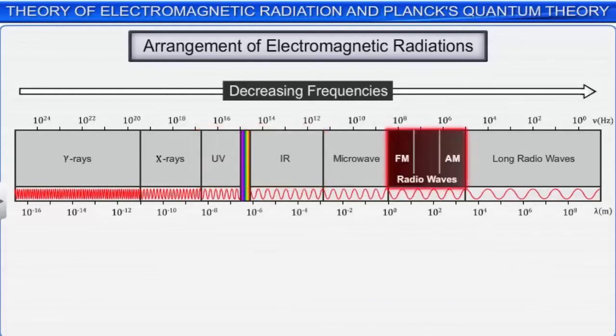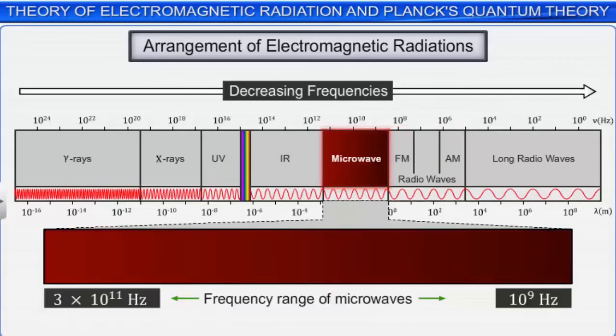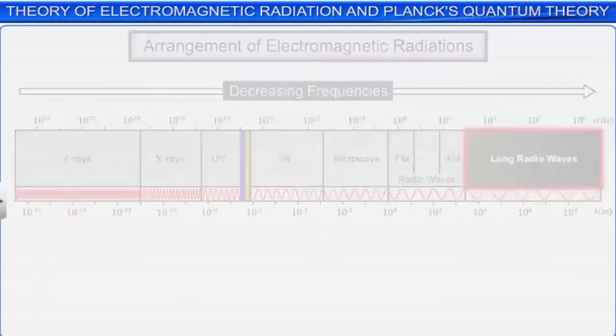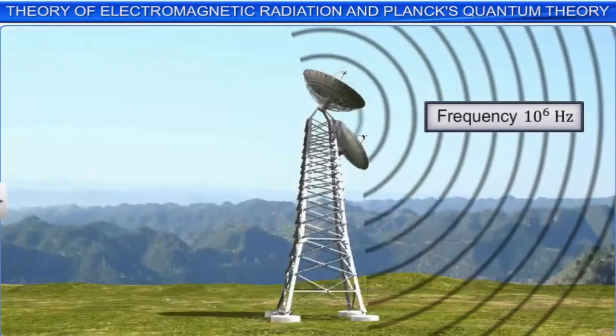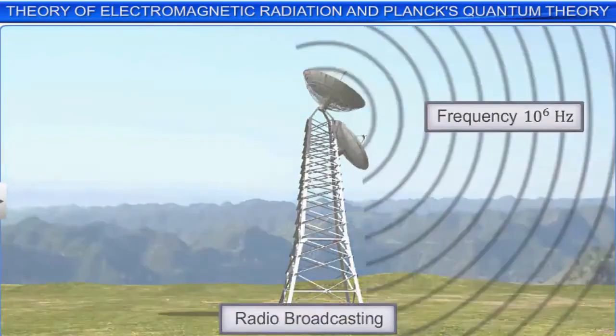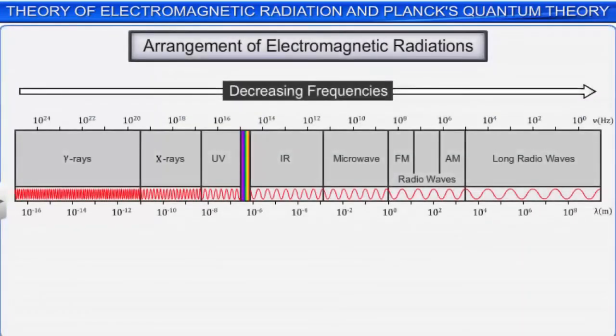Other important regions in the electromagnetic spectrum include radio waves with frequency less than 10^9 Hz and microwaves with frequency of 10^9 to 10^11 Hz. Radio waves have the longest wavelength in the electromagnetic spectrum. The radio frequency region around 10^6 Hz is used for broadcasting. The microwave region around 10^10 Hz is used for radar. Two other kinds of electromagnetic waves are X-rays and gamma rays.